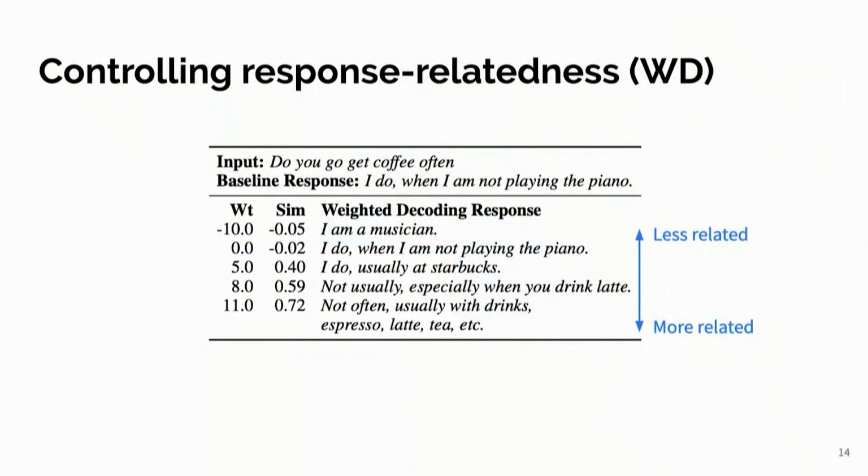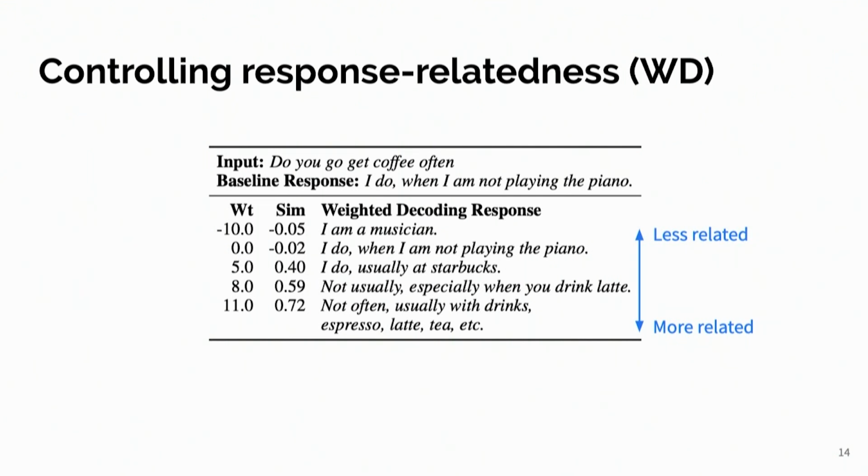As another example, we are controlling here the relatedness of what we're saying to what the user said. In this example, the user said, "Do you get coffee often?" And the baseline said something that wasn't really very related: "I do when I'm not playing the piano." That's probably because the piano was in the persona. So here you can see we're controlling how related what we say is to what the user said.